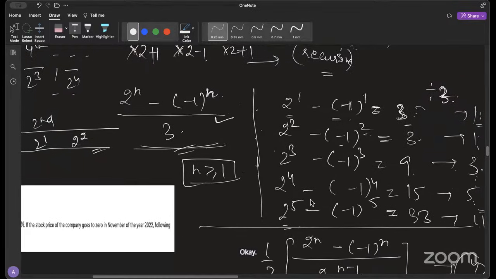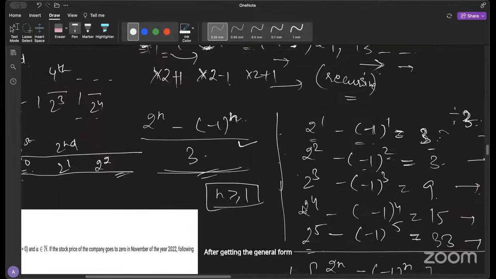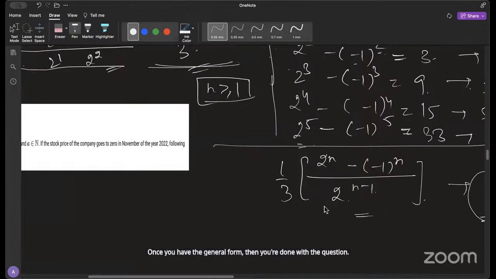Okay, ma'am. Thank you. So after getting the general form, how to know which options are correct? Once you have the general form, then you're done with the question. Then you just find the limit. That's all. Limit n tending to infinity.